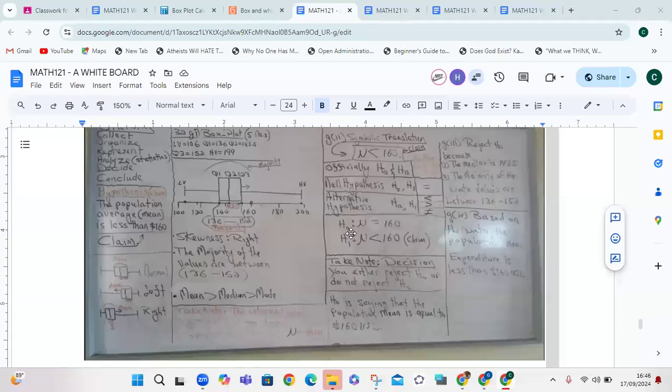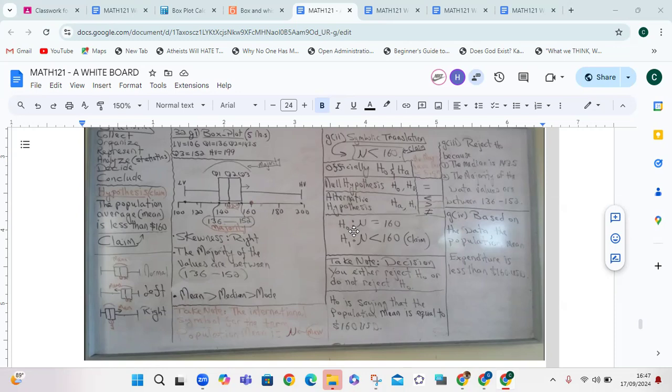Now, to complete the pair, we must use the equal sign for the null. The mean is equal to 160. And the alternative will be the mean is less than 160, which happens to be the claim. Because the sign for less than is one of the signs for the alternative, the claim happens to be an alternative claim. And here's the pair. The null is saying the mean is equal to 160. The alternative is saying that the mean is less than 160.